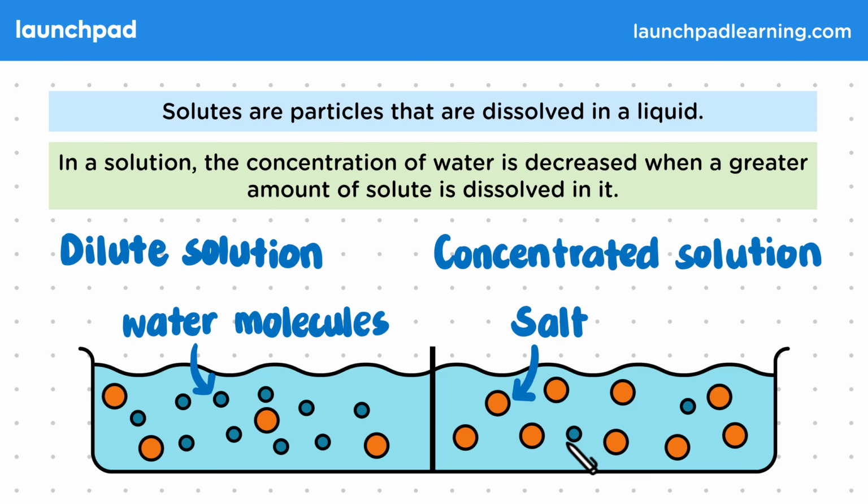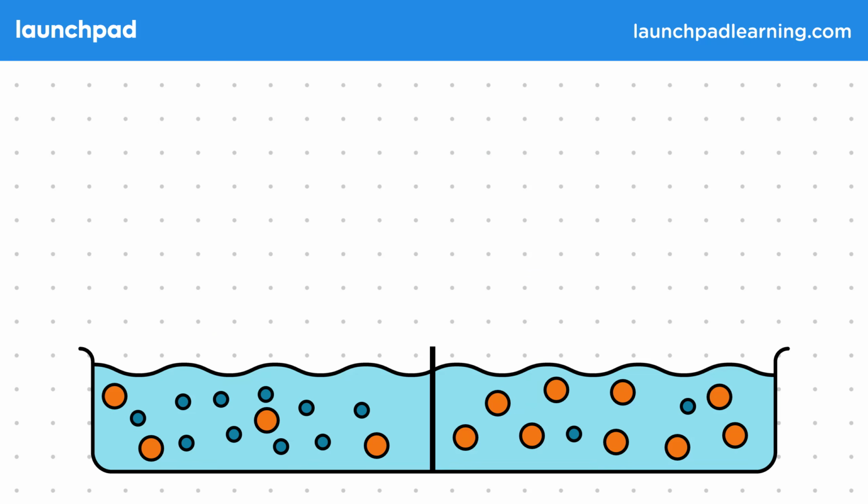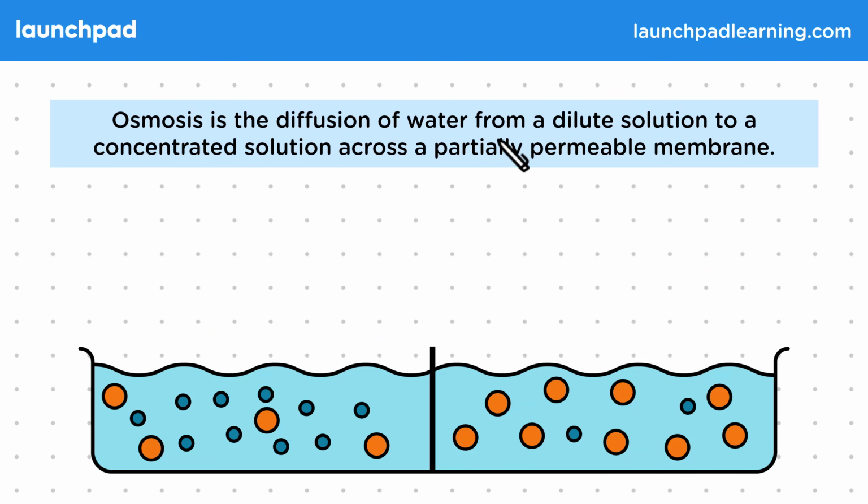So, what is osmosis? Osmosis is the diffusion of water from a dilute solution to a concentrated solution across a partially permeable membrane. Unlike diffusion, osmosis refers to water molecules only, and this is a key definition that you need to know for the exams.